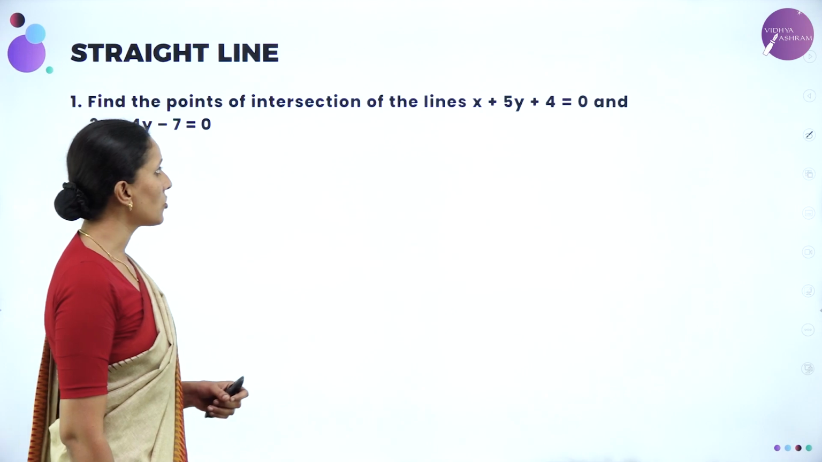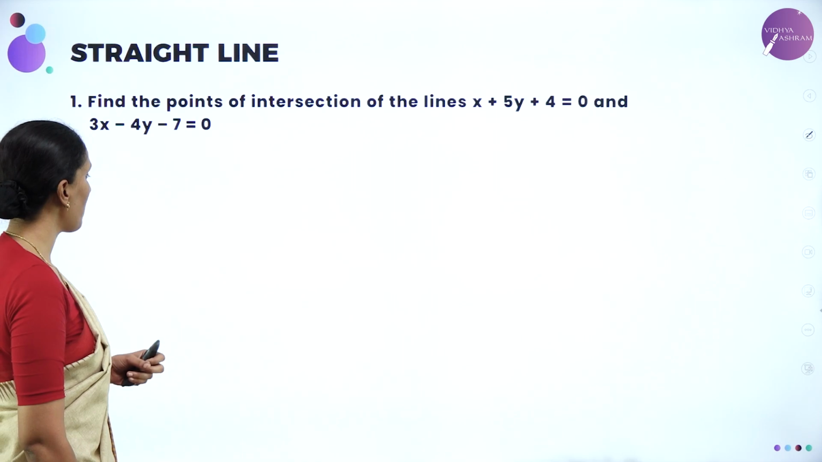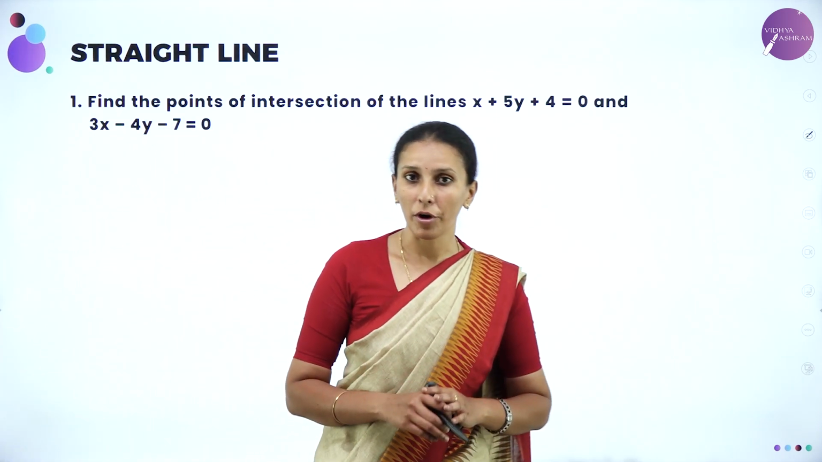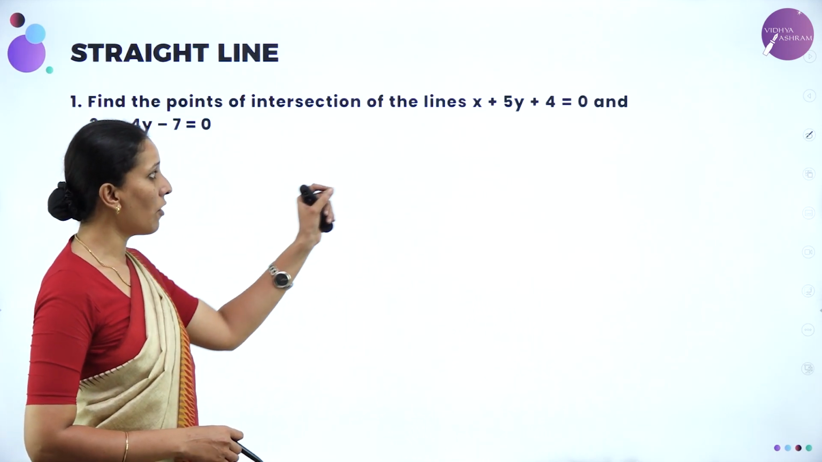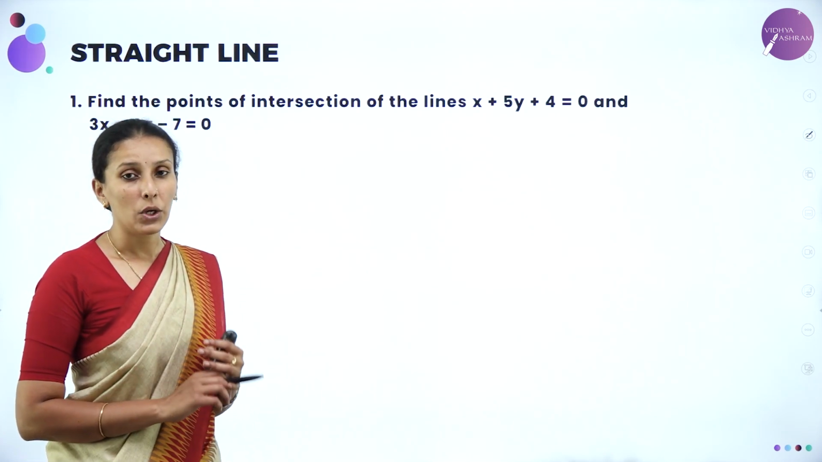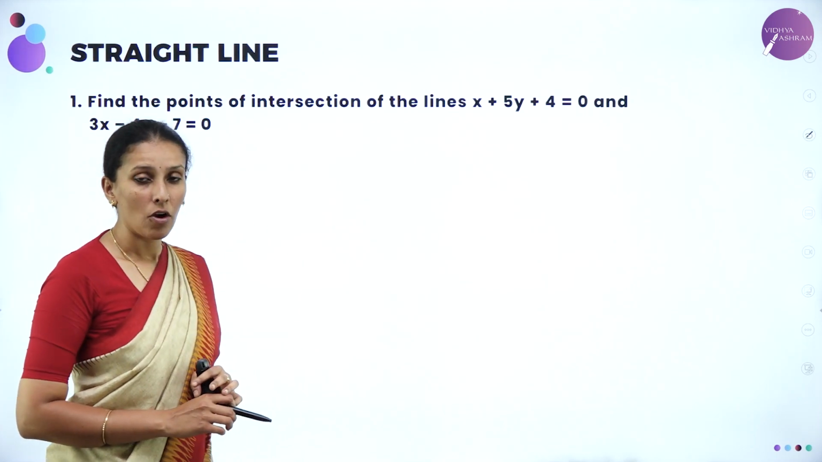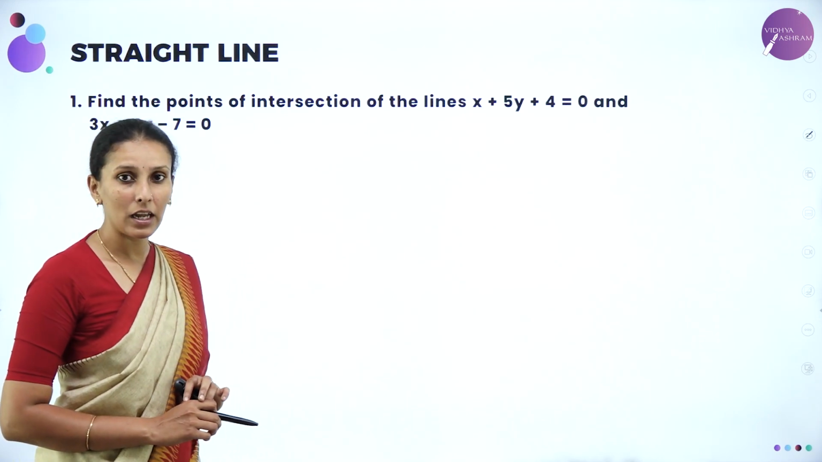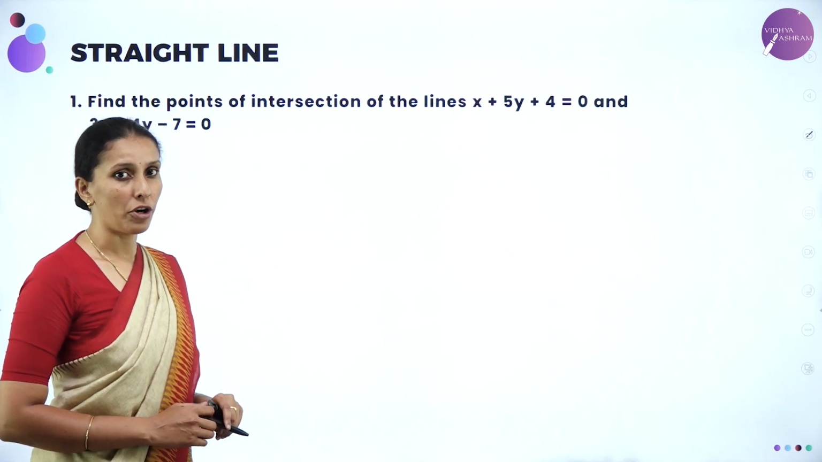Find the point of intersection of the lines x plus 5y plus 4 is equal to 0 and 3x minus 4y minus 7 is equal to 0. A very simple method to find the point of intersection is to solve the simultaneous linear equations. We have learned in the chapter on linear equations methods like comparison, multiplication, and the formula method. Here we will solve the simultaneous linear equations and find the point x comma y, which will be the point of intersection.